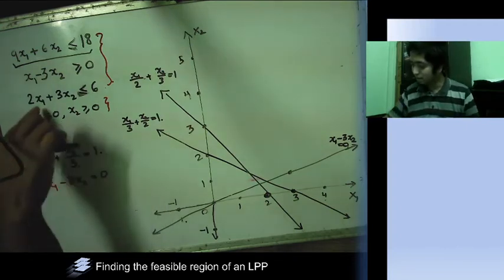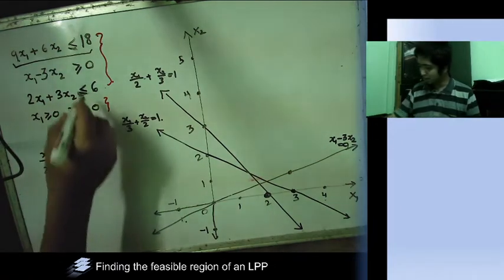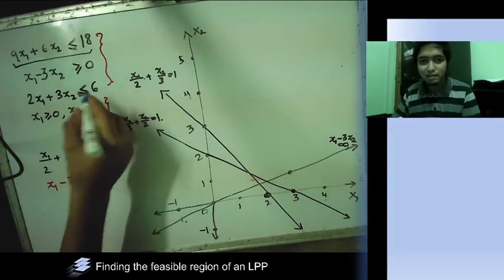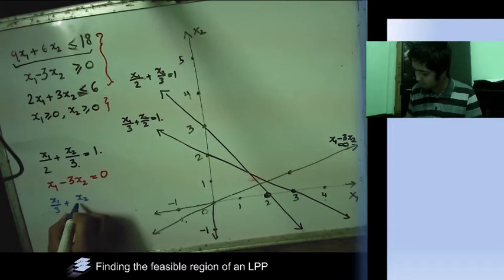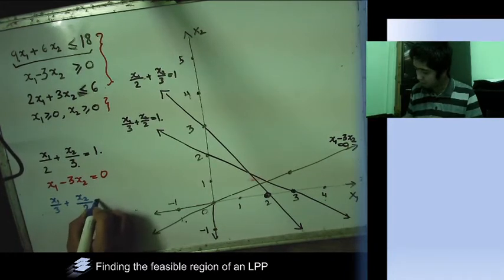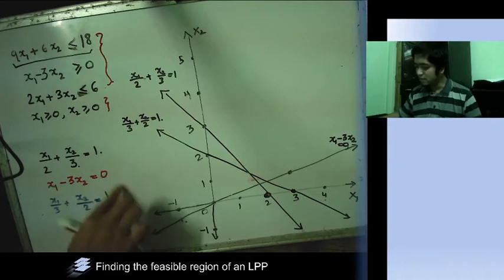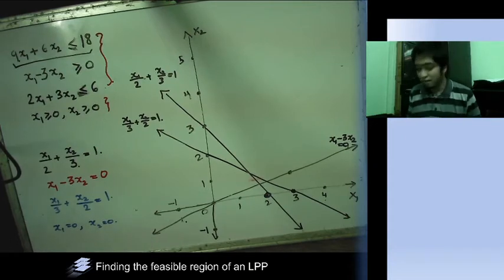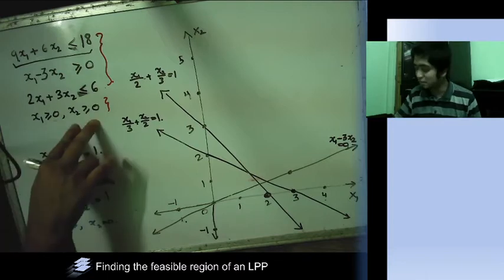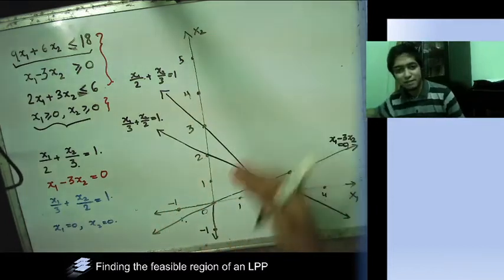And this third inequality will be less than or equal to 6. So convert it into an equality and divide the whole thing by 6. You will be getting x1 by 3 plus x2 by 2 equal to 1. Now that we have converted them into lines, similarly for these two, x1 equal to 0 and x2 equal to 0. If x1 is positive and x2 is positive, these two conditions represent the first quadrant.